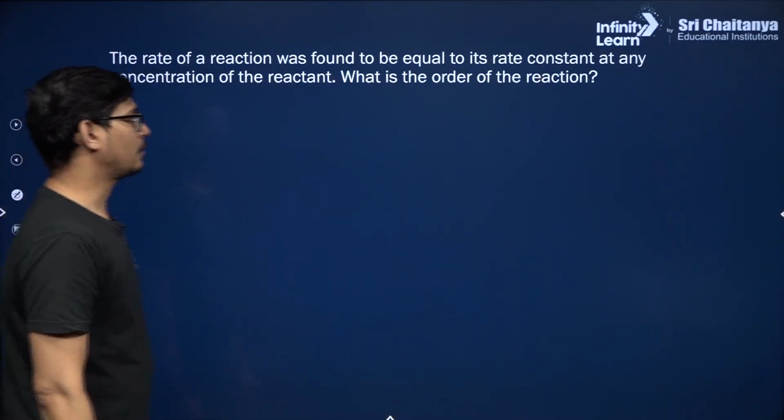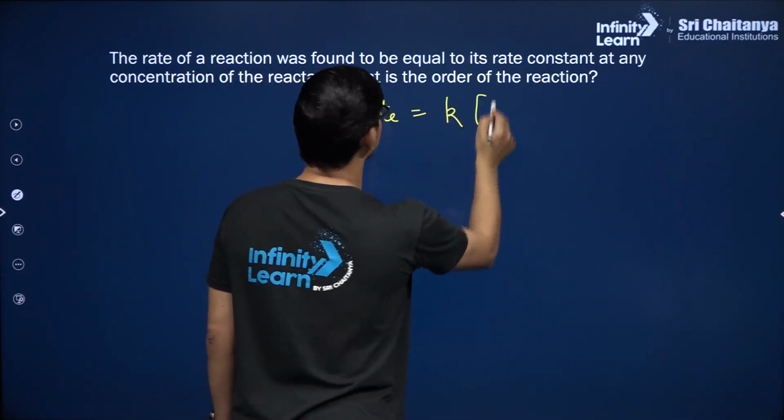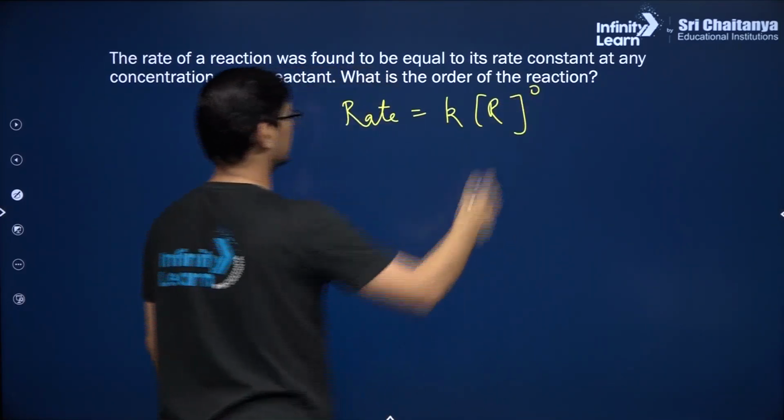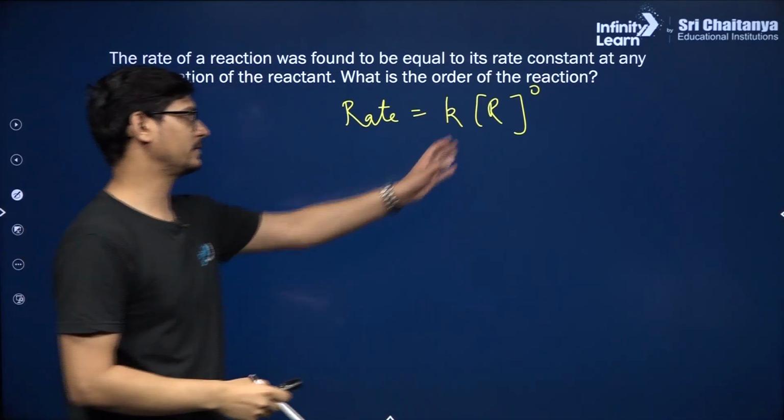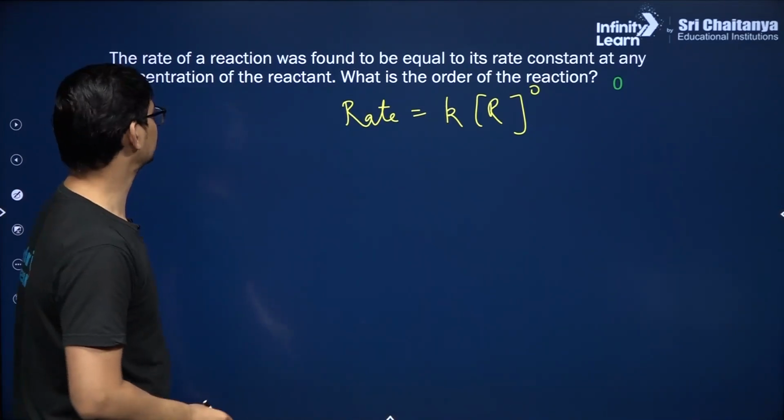The rate of reaction was found to be equal to the rate constant at any concentration of the reactant. This is only possible when the power of the concentration of the reactant is 0, right? That is, this is a 0 order reaction.